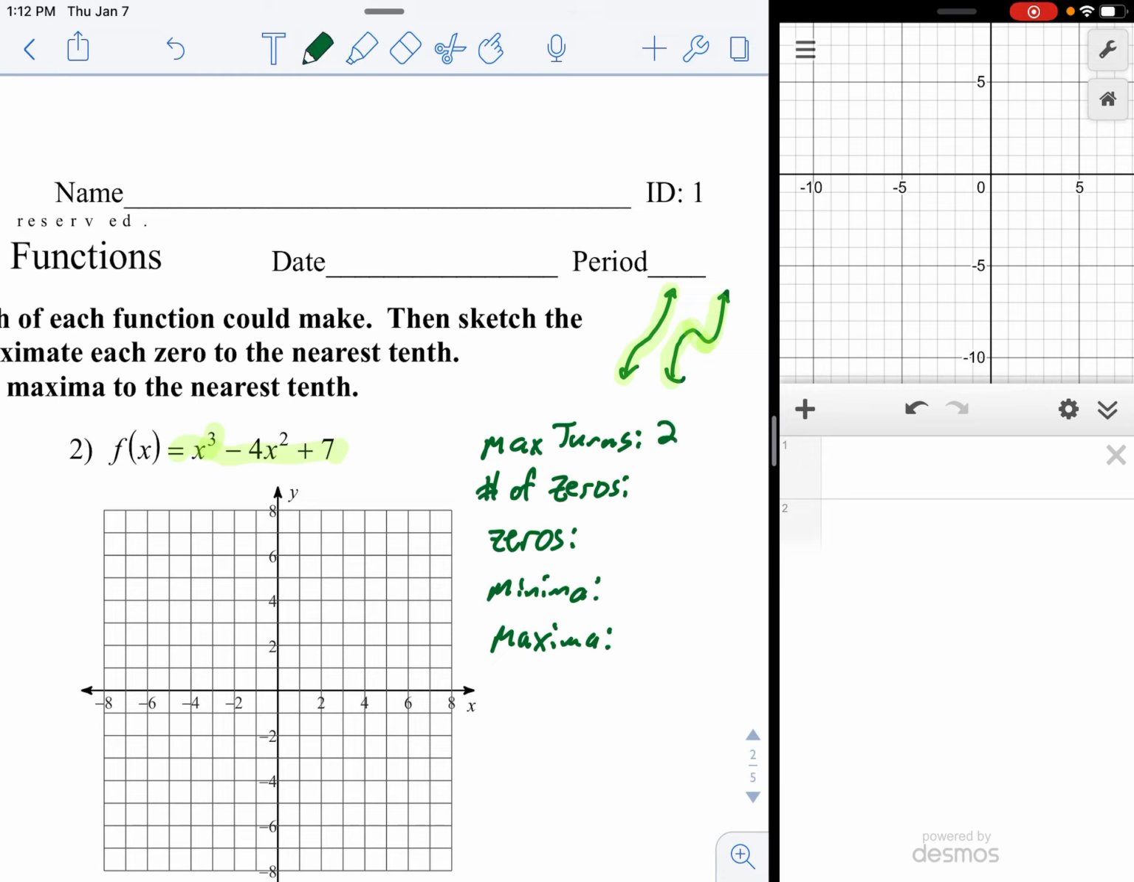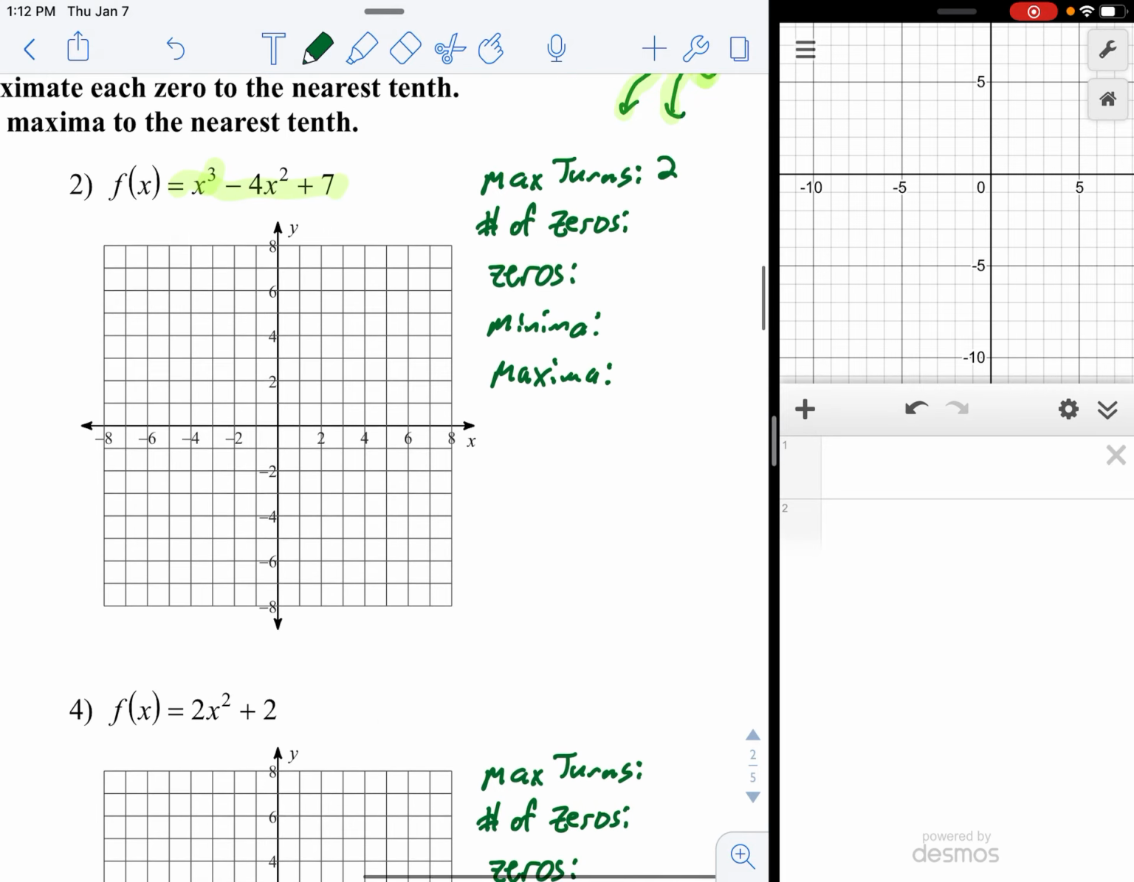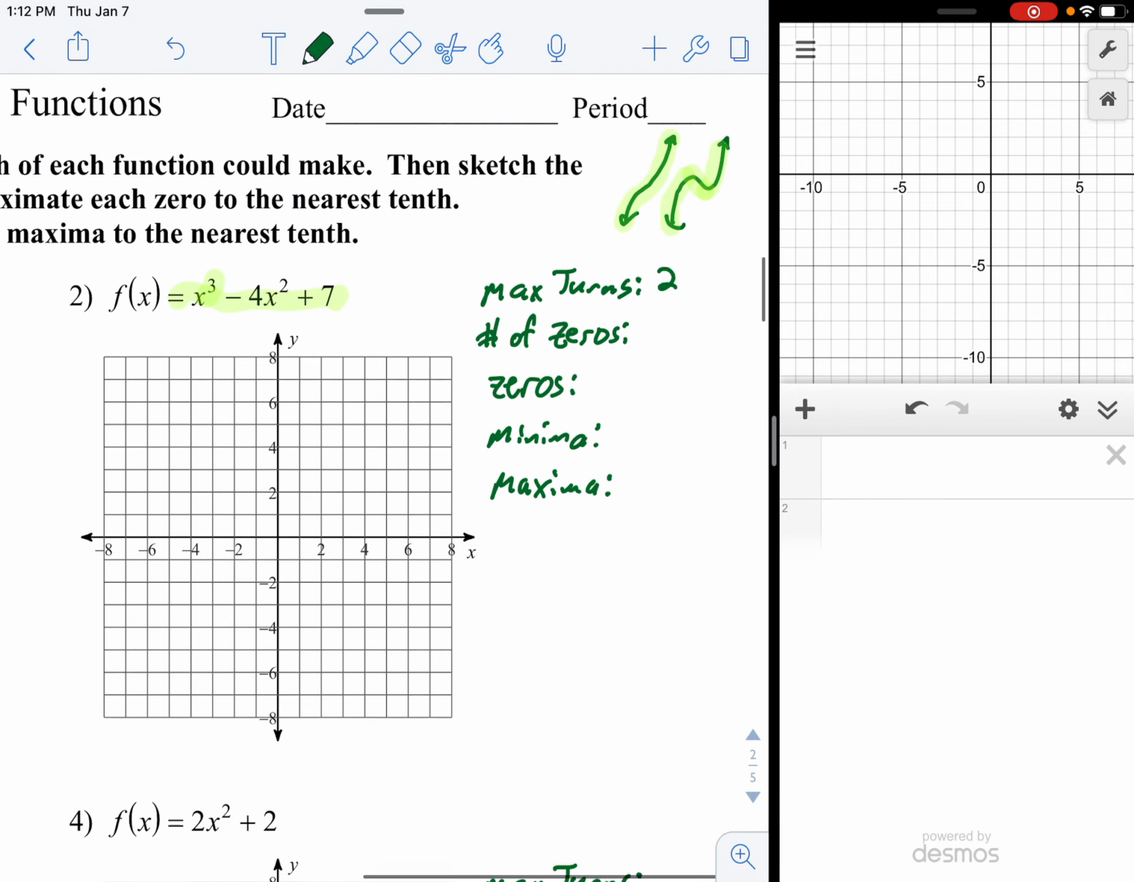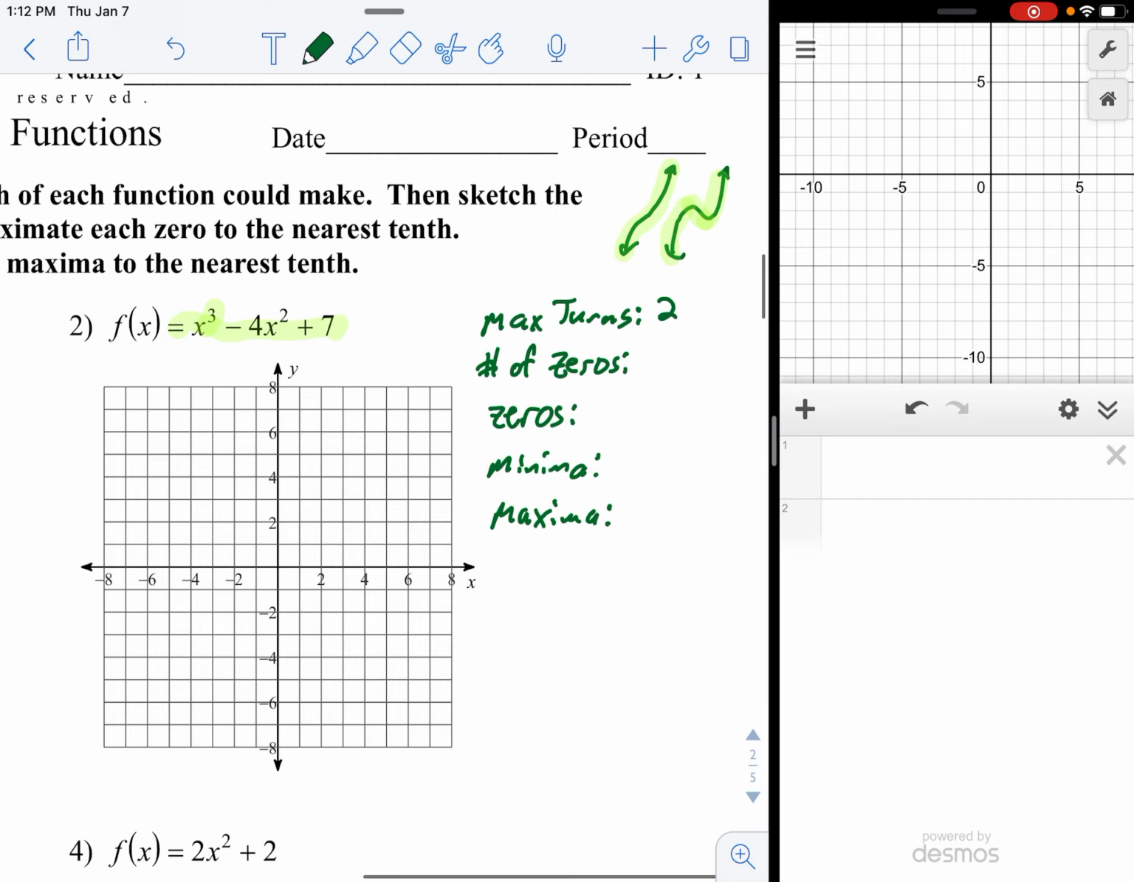Now, how are you supposed to know that? I'm not going to tell you yet. I'm going to do another example and then see if you can figure out how that happens. I will tell you in a few minutes. Don't worry.